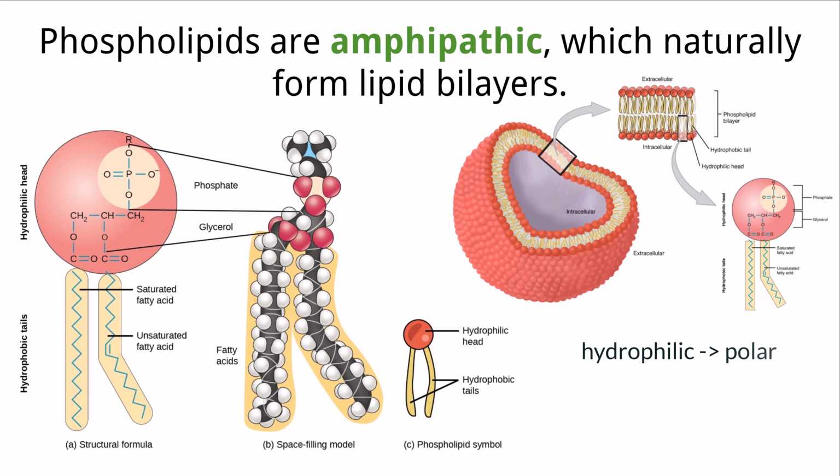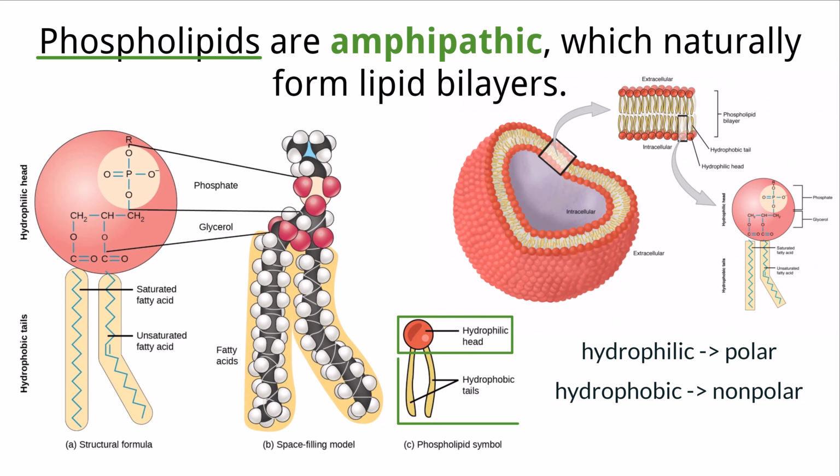Hydrophilic molecules are polar and attracted to water because water is also polar. Hydrophobic molecules are nonpolar and therefore not attracted to water and more attracted to other nonpolar molecules. Phospholipids are unique because they contain parts that are both hydrophilic and hydrophobic. If a molecule contains both of these properties, we call it amphipathic.